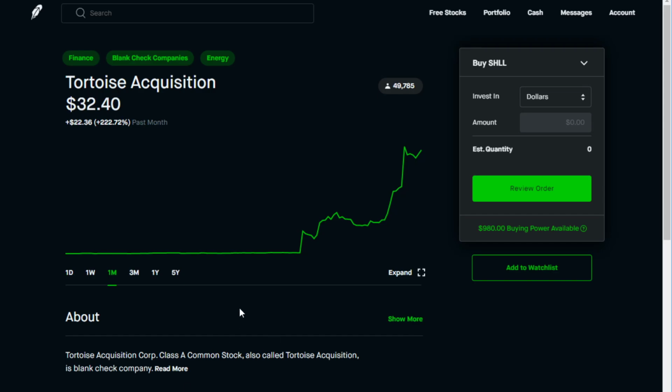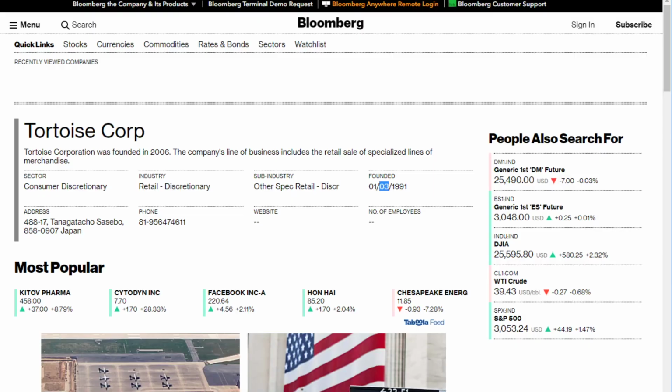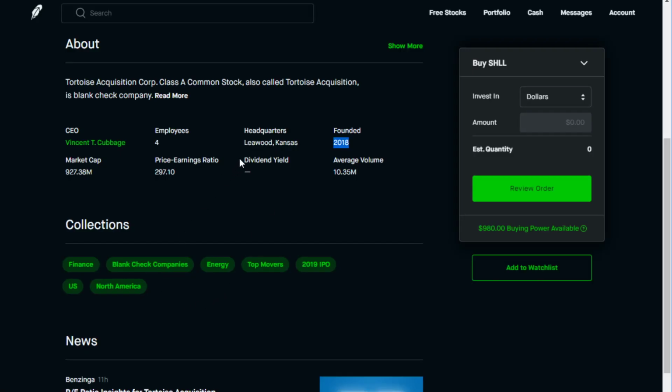But anyway, this is the first red signal right here. Employees, 4 employees. And then founded in 2018. And then if you go here, Tordos Corporation was founded in 2006, which doesn't make sense. And this is Bloomberg. So either Bloomberg is not so correct, or Tordos is not so correct. I don't know. Tordos Corporation, maybe they are talking about some other company. It's a consumer discretionary sector in a retail industry. So I'm pretty sure this is something else. But Japan is the headquarters address. And if you see here, the headquarters here is in Leawood, Kansas.